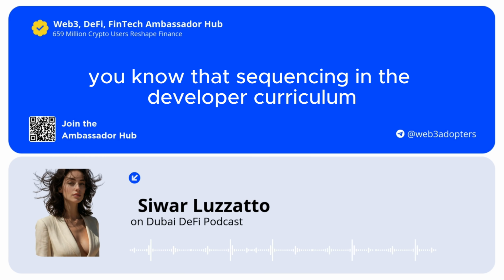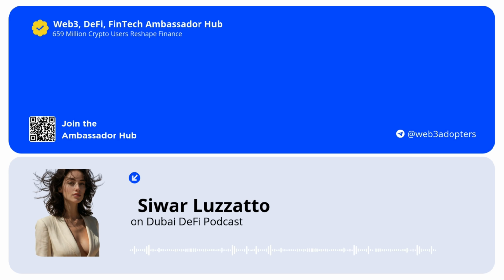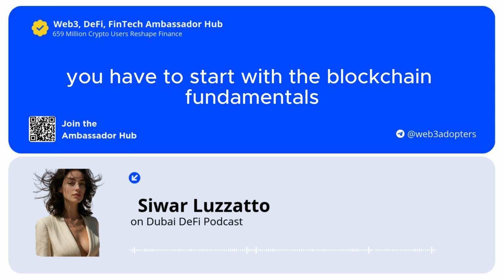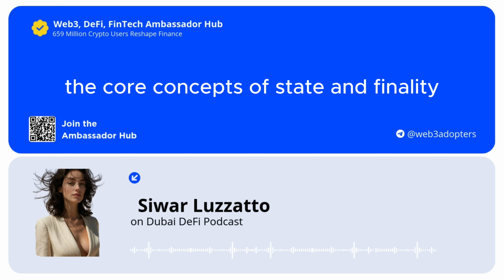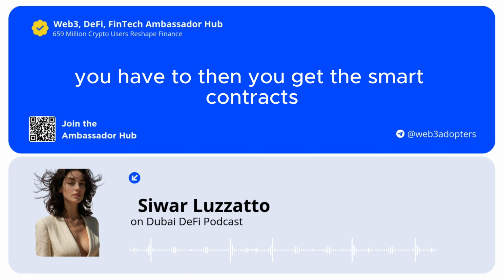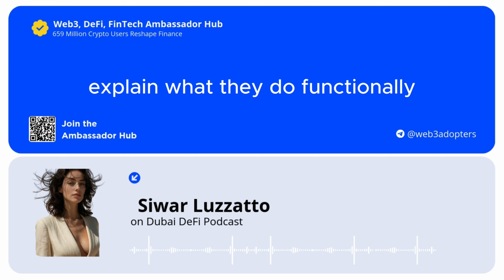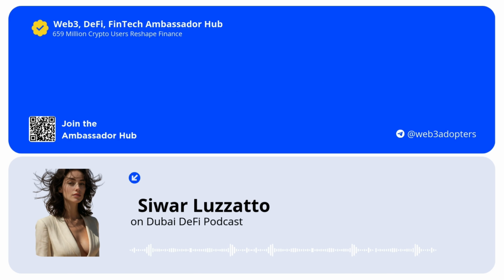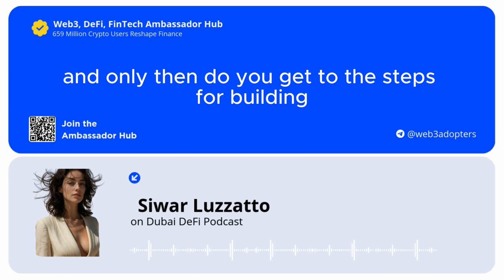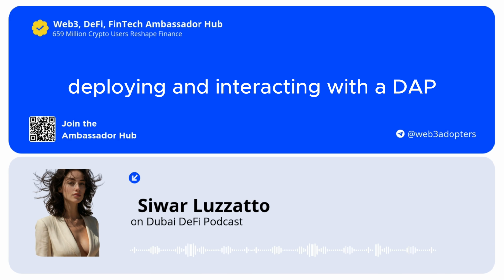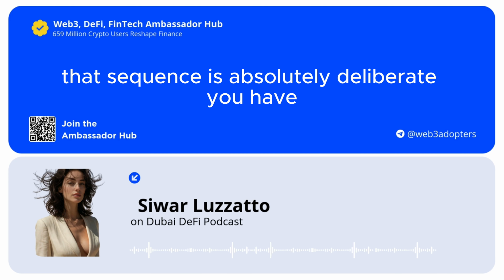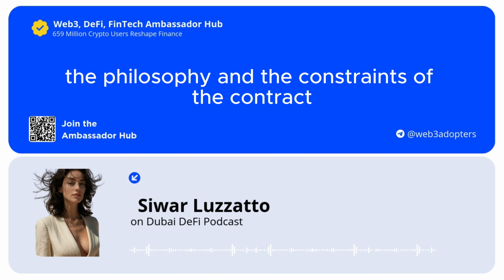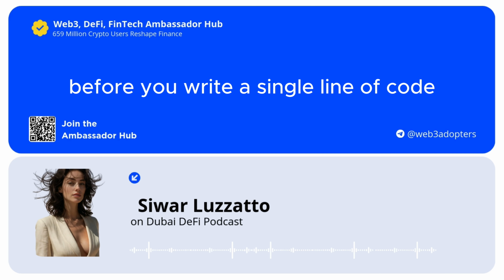That sequencing in the developer curriculum you mentioned, it makes total sense now. It's not just a random list. You have to start with the blockchain fundamentals, the core concepts of state and finality. You have to. Then you get the smart contracts, explaining what they do functionally. After that, you move to the specific language, the introduction to Solidity, and only then do you get to the steps for building, deploying, and interacting with a dApp. That sequence is absolutely deliberate. You have to understand the philosophy and the constraints of the contract before you write a single line of code.